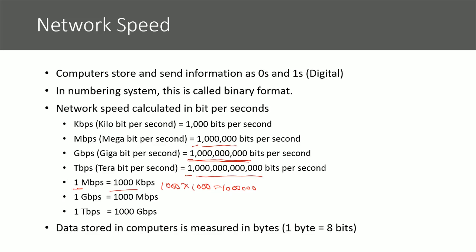And for comparison only, data stored in computers is measured in bytes, and 1 byte is 8 bits. So when it comes to link speeds, we usually measure it in bits, but when it comes to data storage, we measure it in bytes, and every byte is 8 bits.